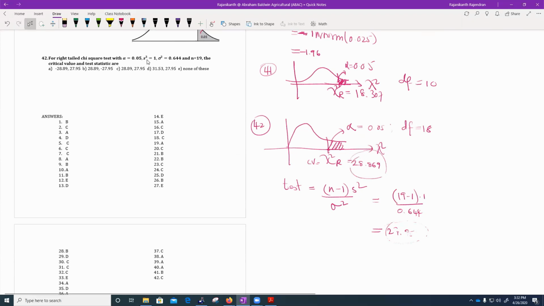So they are asking which one first, the critical value first. So your answer should have 28.86. To two decimal places it will be 28.87. So that is your first answer, 28.87, with 27.9. So you could pick the closest answer. Yeah, so you could pick this. Okay, so the answer is C.